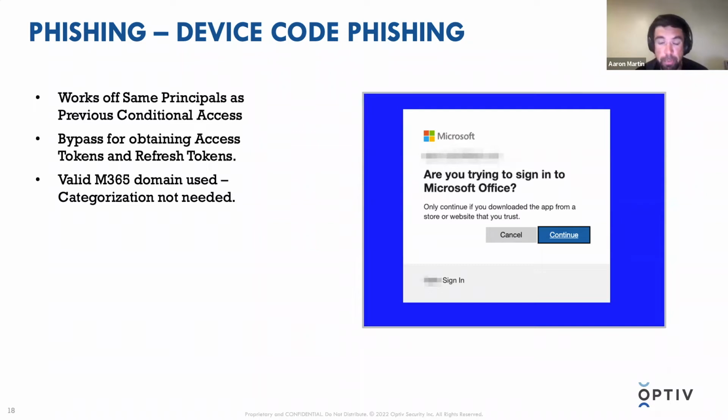This can be done a couple ways. You can set up your own tenant. If you have an M365 enterprise account, you could set up your own tenant ID and application, and you can use that to request everything from a user that enrolls with that application, or you can just use the standard device logon. It's a legitimate domain, and categorization isn't needed.